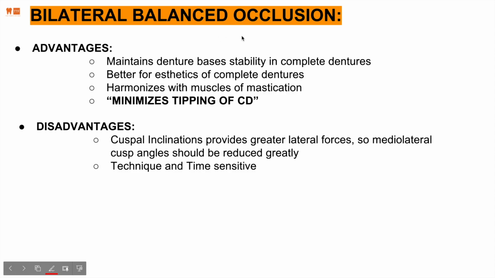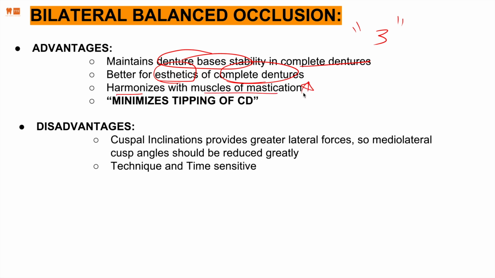What's the advantage and disadvantage of the whole bilateral balanced occlusion? The advantage is that it maintains denture base stability. Remember, 3-point contact in complete dentures. It's for better aesthetics of complete denture patients. It harmonizes with muscles of mastication. It minimizes the tipping of complete dentures. That is a very important sentence, so red dotted, guys.